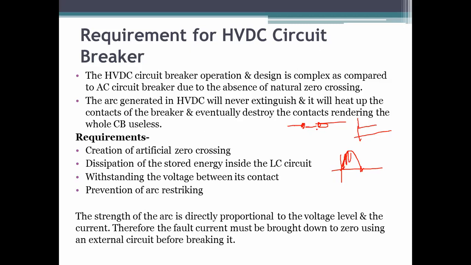So, if we break this circuit, the arc will be produced, right? So what we have to do is make the current zero before breaking the circuit, so that when the arc is produced, it will get the natural current zero point.